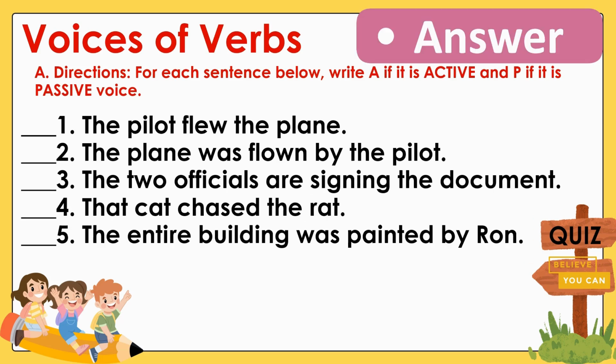And here are the answers. Number 1 is A, active. Number 2, it's B, passive. Number 3, A, active. Number 4, A, active. Number 5, it's letter P, passive.